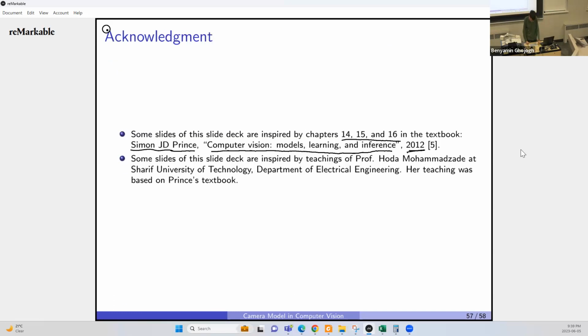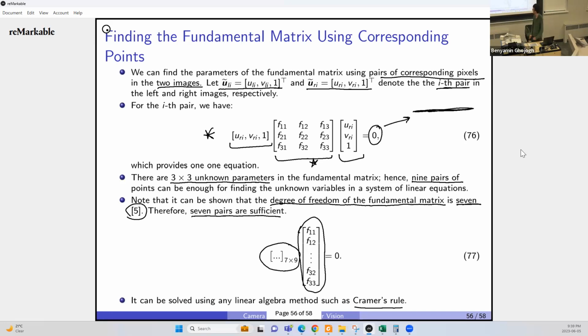Which one? Oh, these I didn't prove. I just referenced that. I can tell you about the 8th one. Why do we need 8? Because it's up to scale. When you have 9 parameters, does it matter in equation 76 if you scale them, if you multiply them by 3? Times everything becomes 0. If this is 0, 3 times this is also 0. So you don't care about the scale. So it's up to scale.